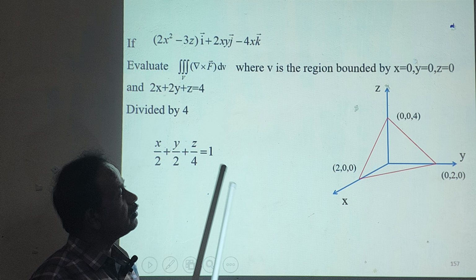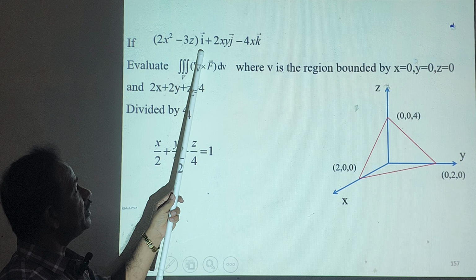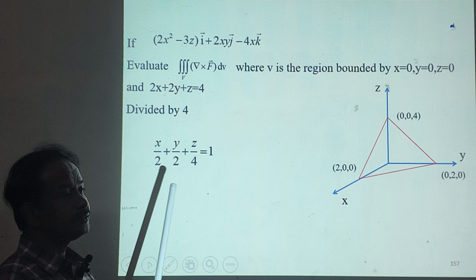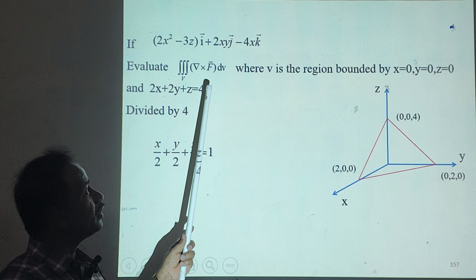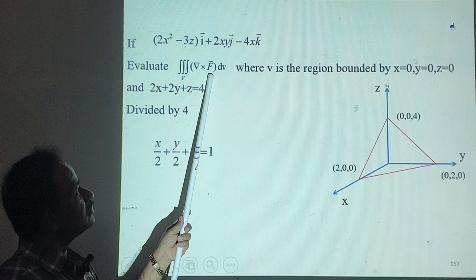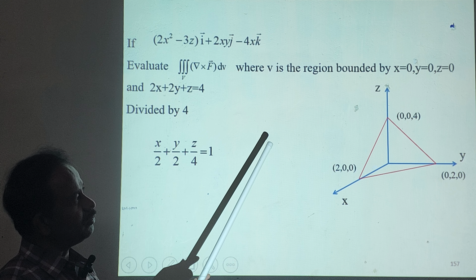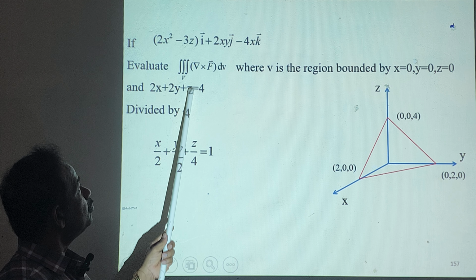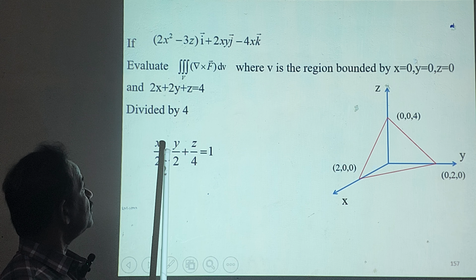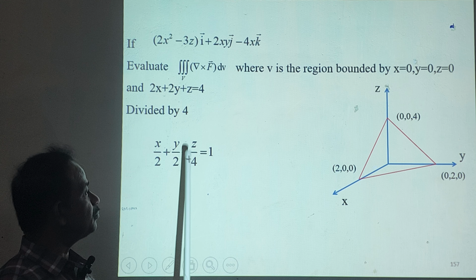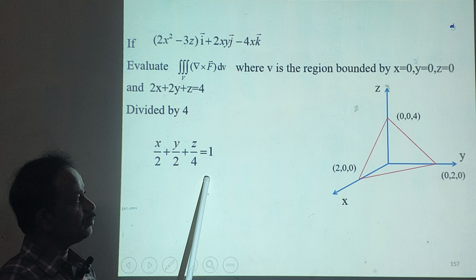Now we'll solve the next problem. So F is given as 2x squared minus 3z i plus 2xy j minus 4x k vector. Evaluate the triple integral of del cross F dV, where V is the region bounded by the planes x equal to 0, y equal to 0, z equal to 0, and the plane equation is given as 2x plus 2y plus z equal to 4. First you just divide this plane equation by 4. That will give you x by 2, y by 2, z by 4.